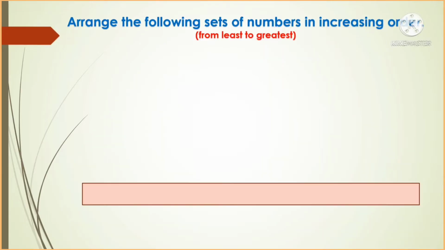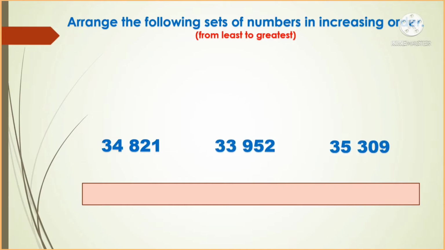Okay? Let's try to arrange the following sets of numbers in increasing order or from least to greatest. Ibig sabihin, iaayos natin ang mga bilang simula sa pinakamaliit hanggang sa pinakamalaki. So we have here 34,821, 33,952, and 35,309. Now, the first thing that we should do is to compare the highest value.